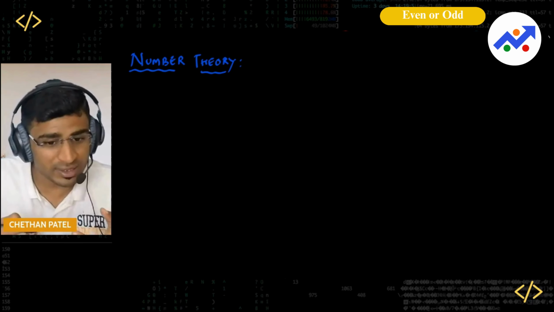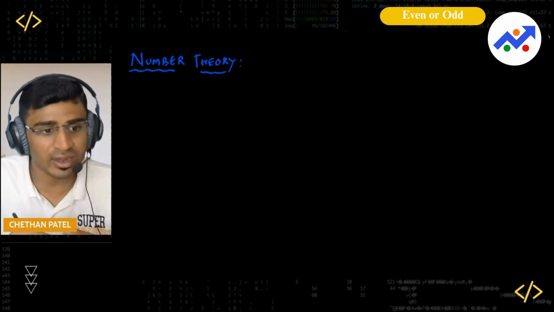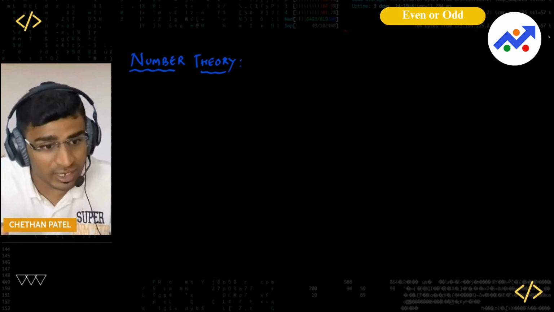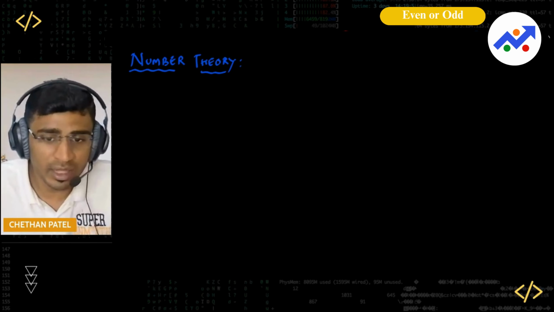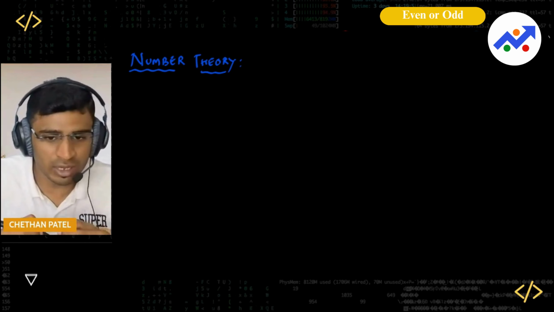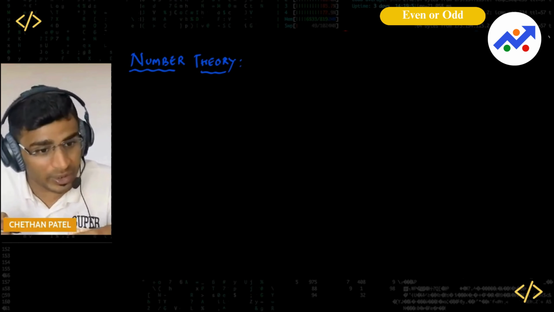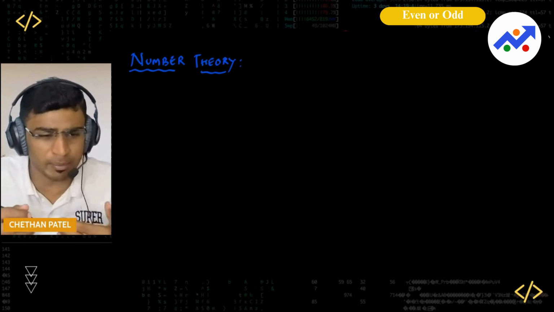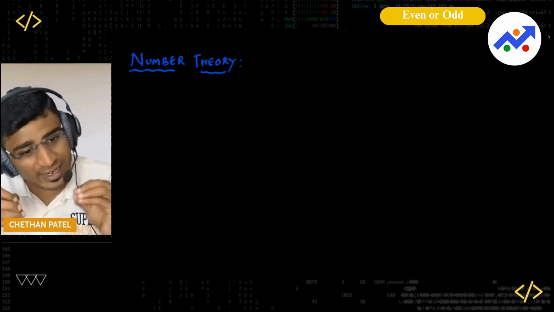So what exactly is number theory? Number theory is the branch of mathematics which deals with the study of number systems and the relationships between the numbers. Basically, when we are coding, we often come across numbers like even numbers, odd numbers, prime numbers. Usually we deal with integers in most cases, so we will try to understand what exactly these numbers are.